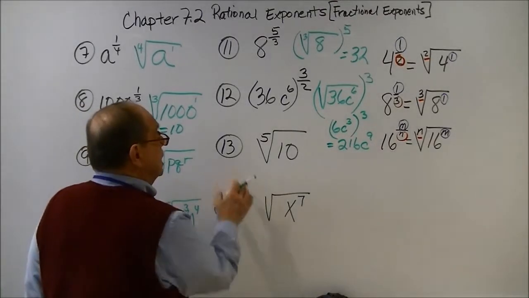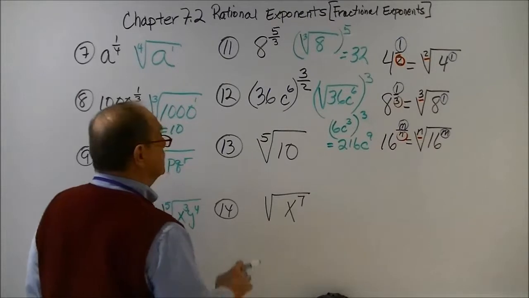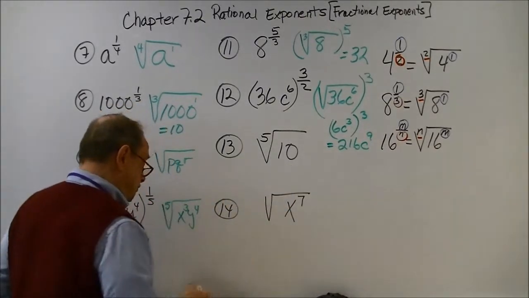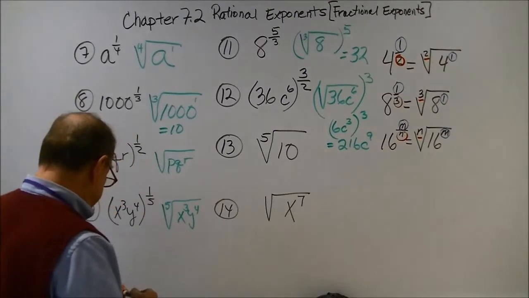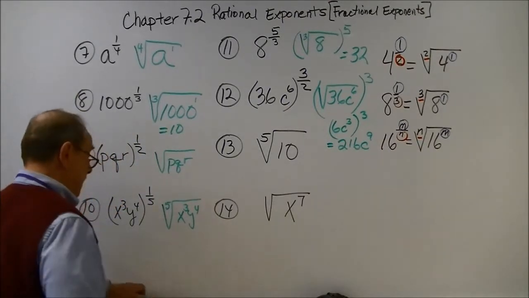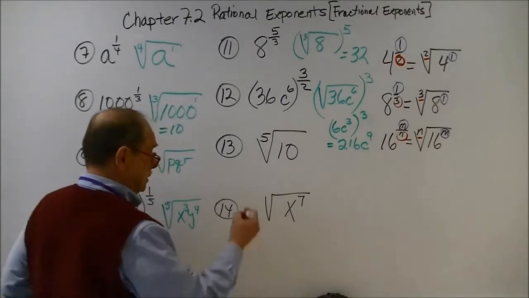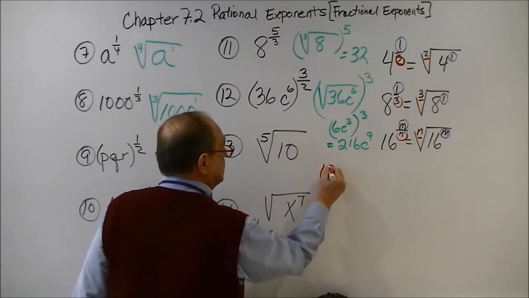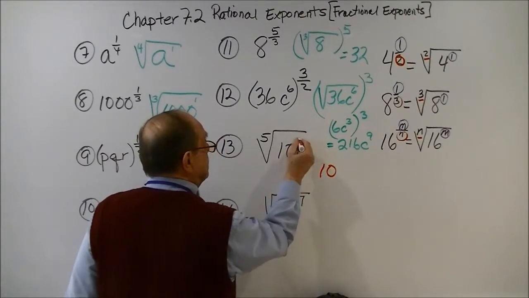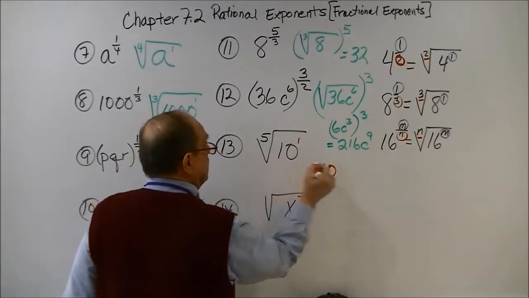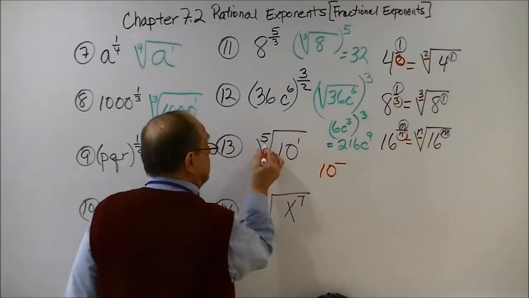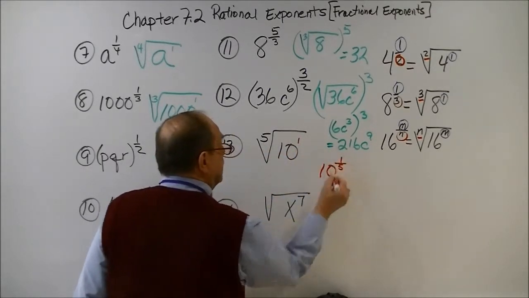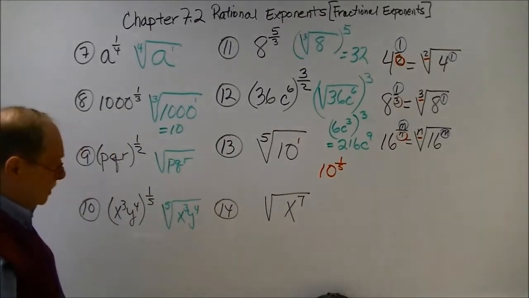Now, for number 12, what they want us to do is to convert from radical form back to fractional exponents. So, let's do that. So our radicand becomes our base. That's our 10. Remember, there's a 1 there. This index number will be our denominator, and the 1 is our numerator.